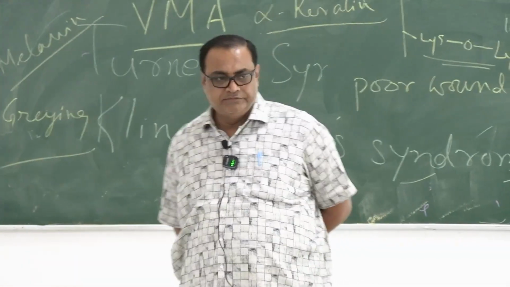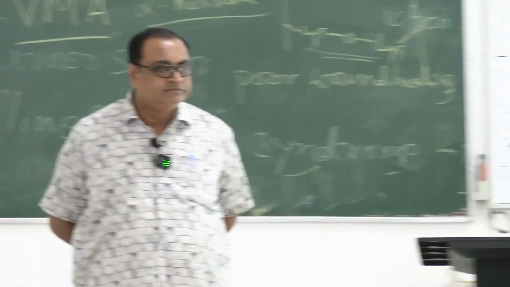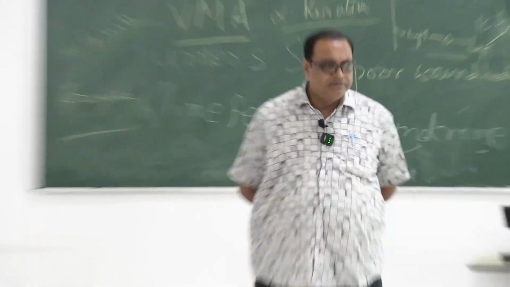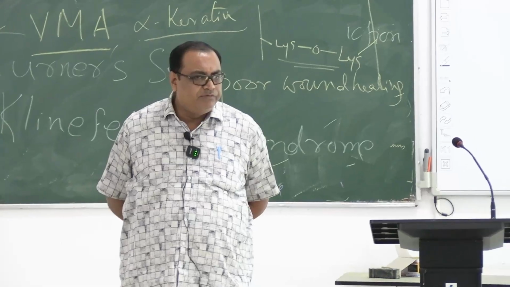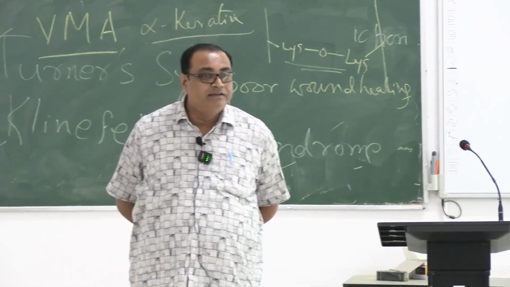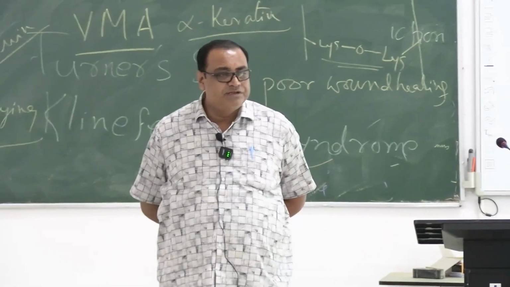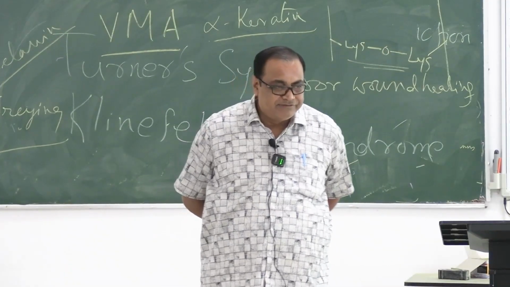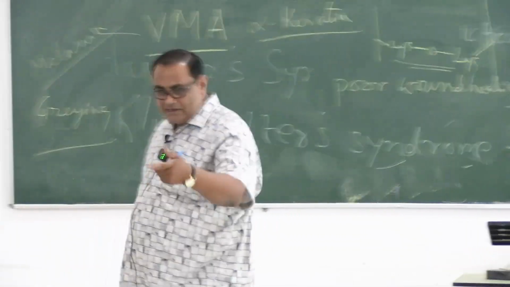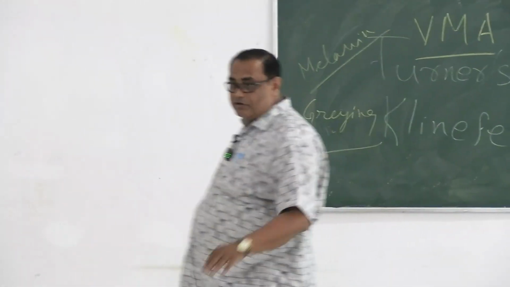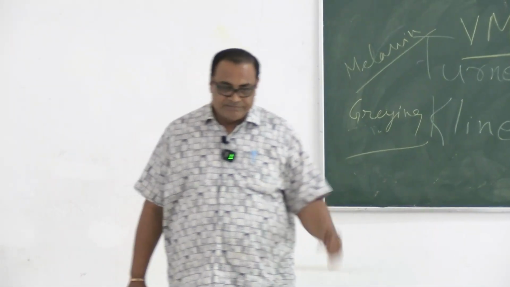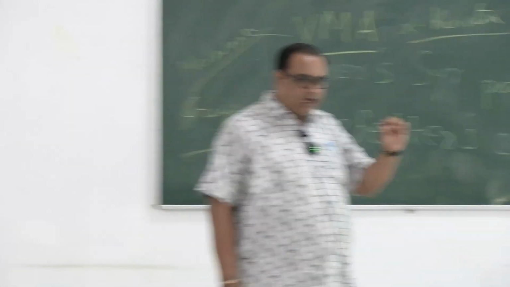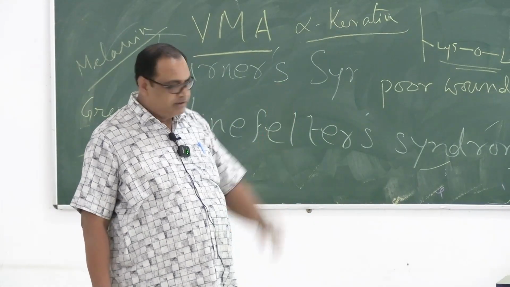So what will happen? Kinky hair. Why kinky hair? The proper cross-linking of keratin will not be formed, because of deficiency of copper. Which enzyme? Sulfhydryl oxidase. Very good. So that is the reason for kinky hair. Why graying? Because there is no melanin synthesis. Flagging will be there, meaning some portions will be hypopigmented and some hyperpigmented.